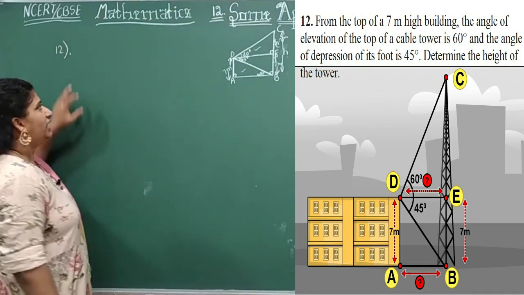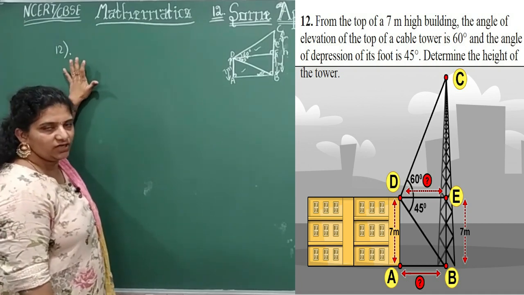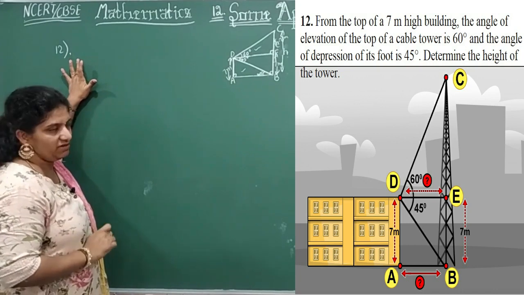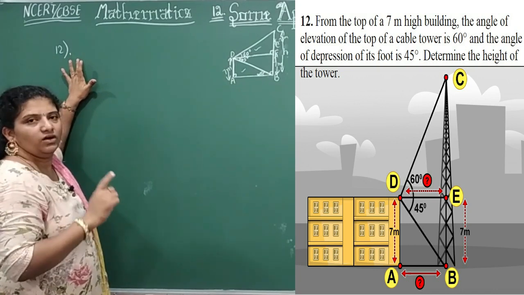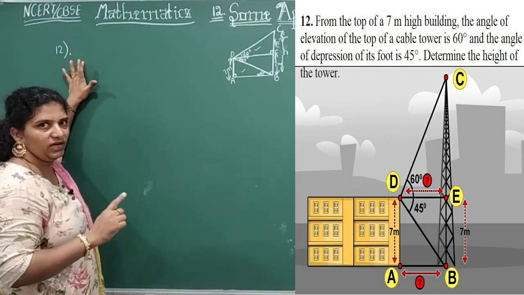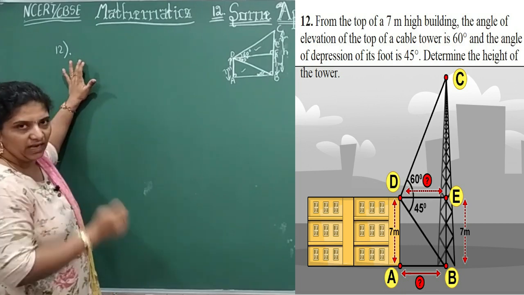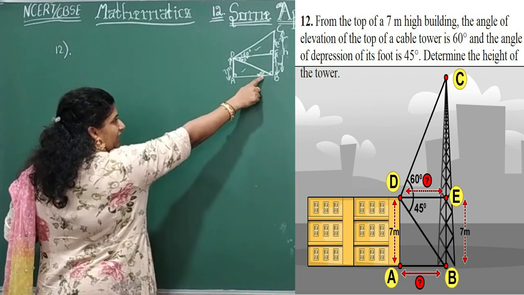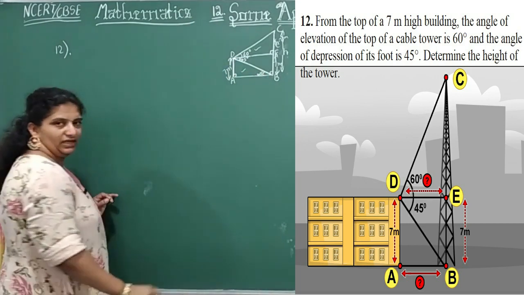So now, given the data, children, you can write what is that? Given the height of the building AD is equal to 7 meters, and the height of the tower BC is equal to question mark. Then now, if this is 45 degrees, according to the alternate angle rule, this will be 45 degrees.